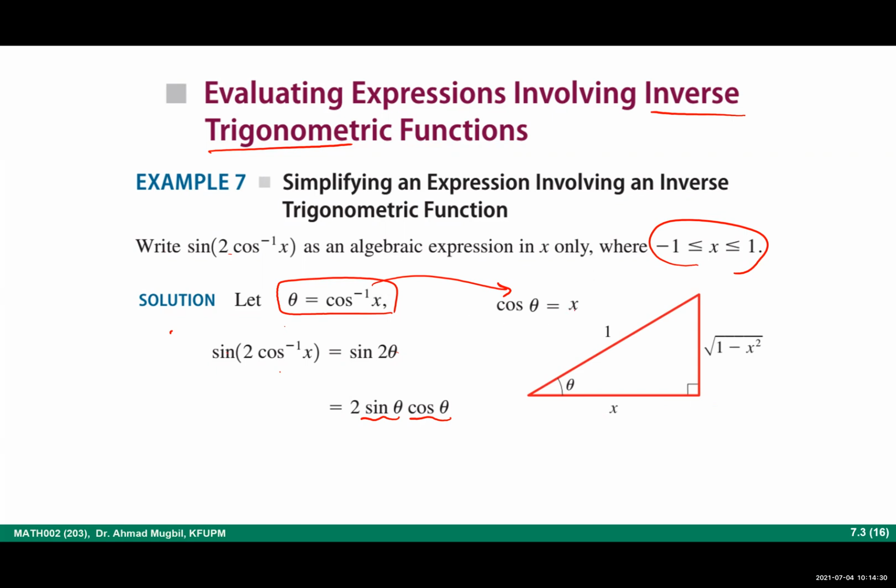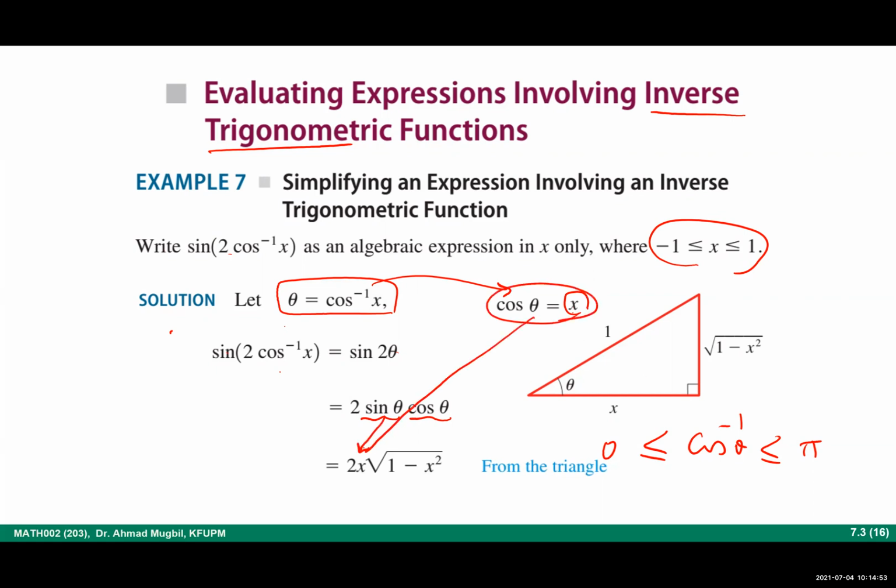Now, of course, ya shabab, x here is between negative 1 and 1, because you know that cosine inverse is between 0 and pi. Do you remember the range of the inverse? Cosine inverse will be between 0 and pi. If x is positive, it is in the first quadrant. If it is negative, it is in the second. Now, cosine theta is x. Sine will be the opposite over the hypotenuse, which will be the square root of 1 minus x squared. So this is sine, and this is cosine. And we are done because we write it now in terms of x only.